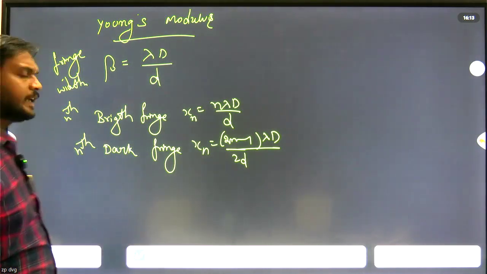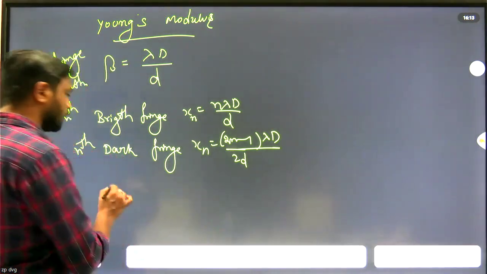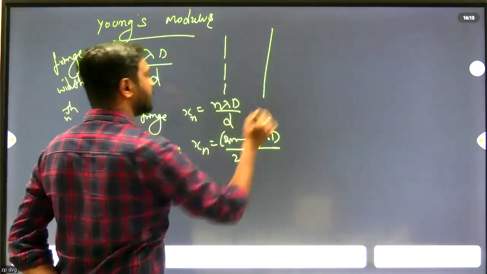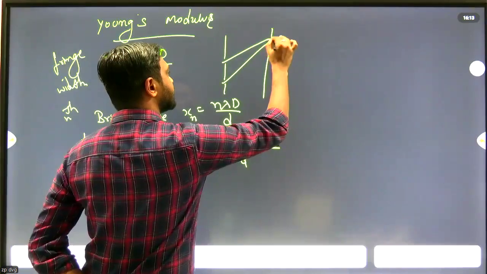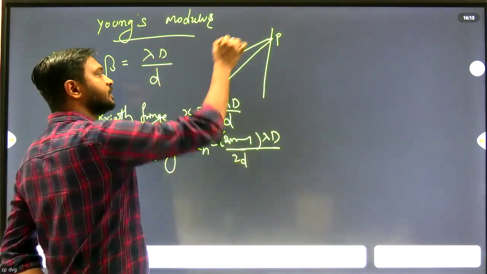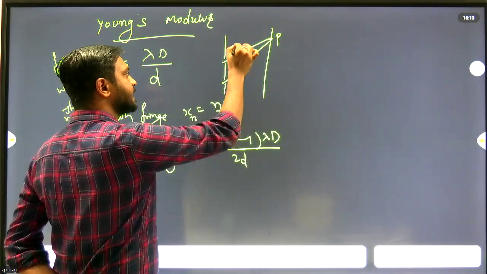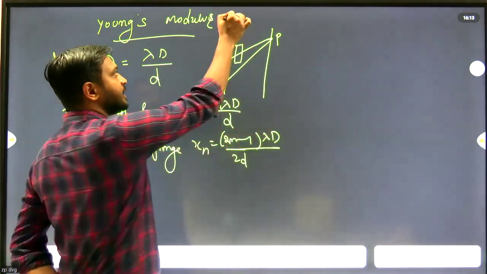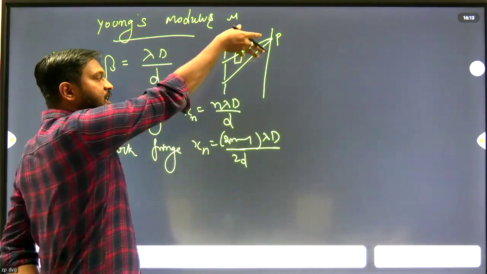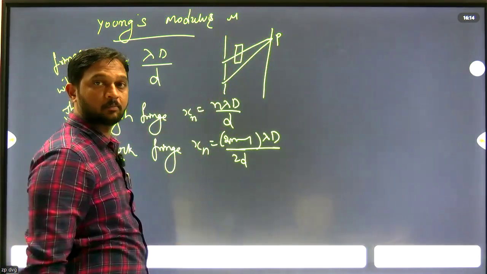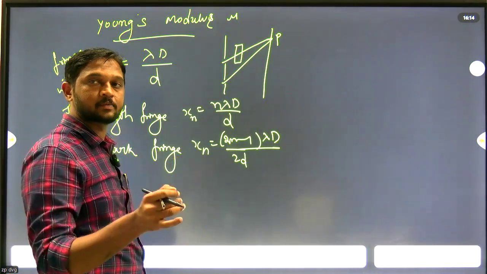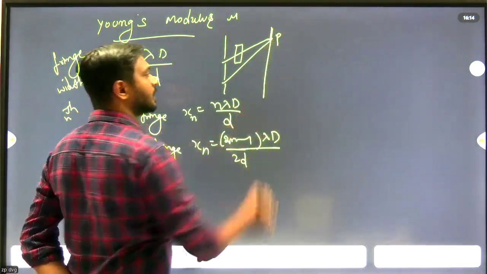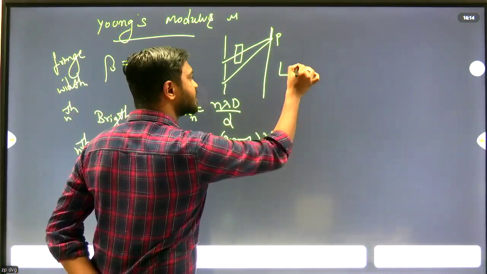Also, in Young's double slit experiment, there are coherent sources reaching the point P. If in the path of one of the beams we place a transparent sheet like mica of refractive index mu, the entire interference pattern gets shifted, but the fringe width of the interference pattern is unaffected. That is, we have to calculate a lateral shift.